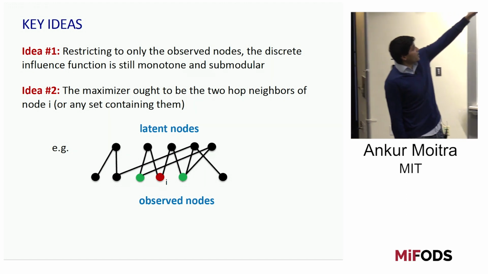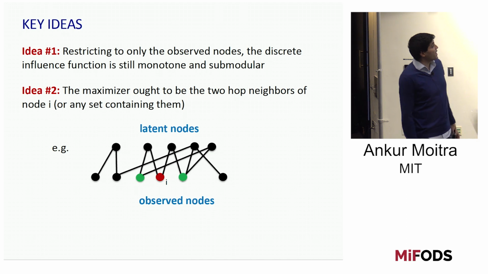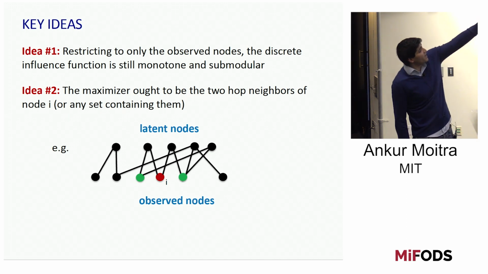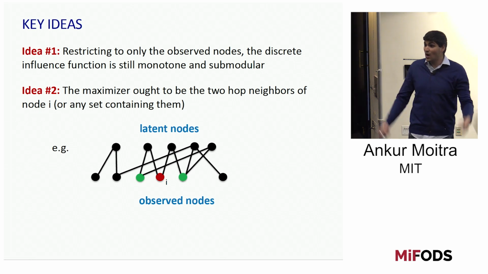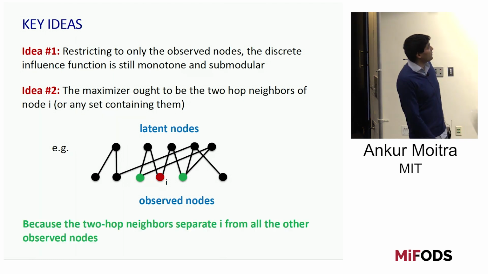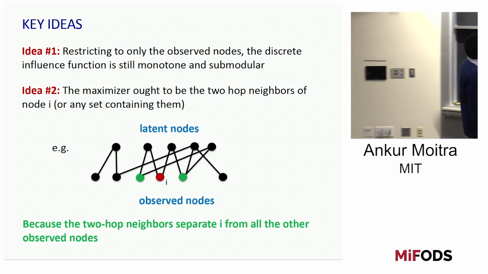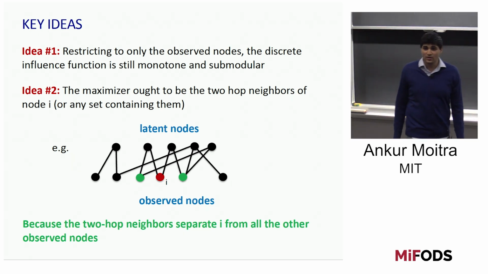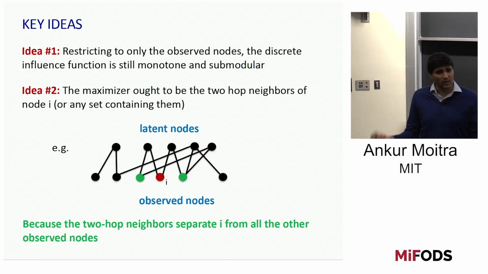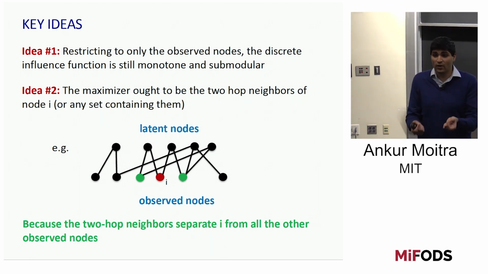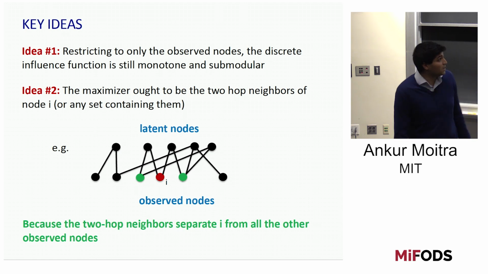So pictorially, if I have this bipartite graph, this RBM, which I have some node I, among all of the observed nodes, which one should I pin? It's the 2-hop neighbors, or any subset that contains all of the 2-hop neighbors. And the intuition is that once you condition on the 2-hop neighbors, you're graph theoretically separated from all of the other observed nodes. You're conditionally independent, so you can't have an influence on the actual spin of this node at I anymore.